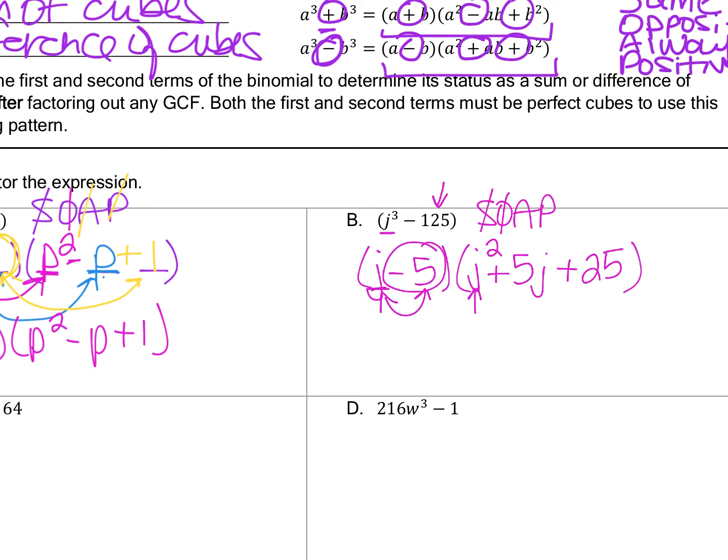So again, you could check it by distributing. So you could distribute this here and distribute it here and combine your like terms. All those middle terms would cancel out. So this is my answer. I'll just write it better so you can see it.